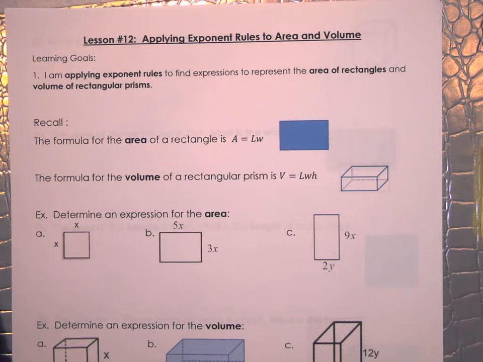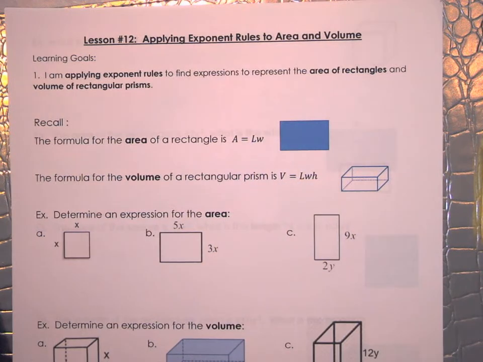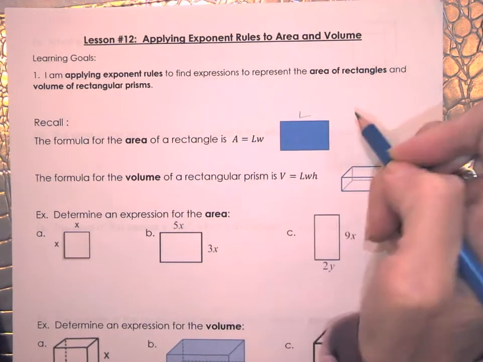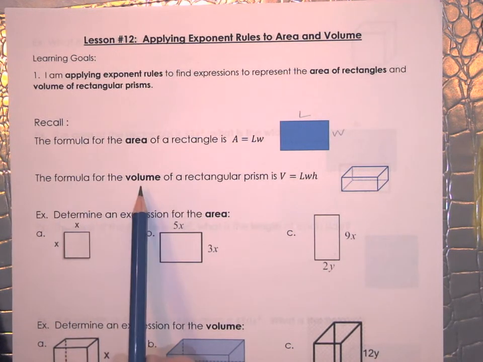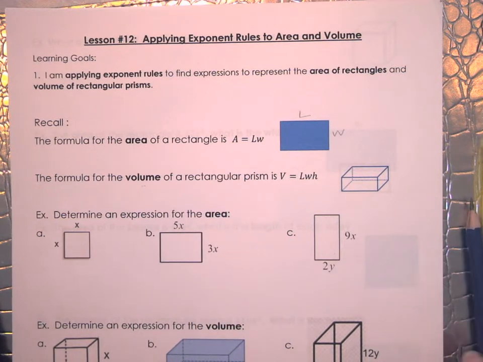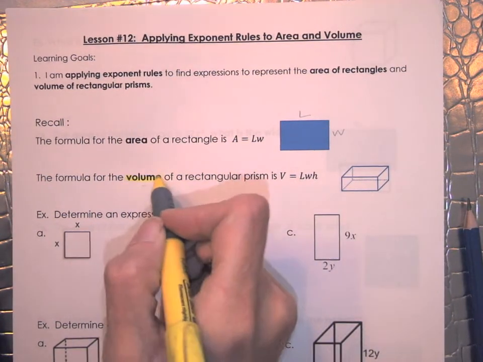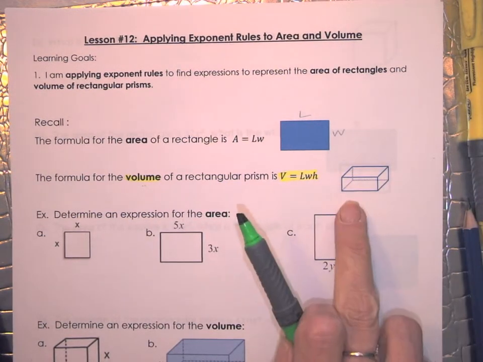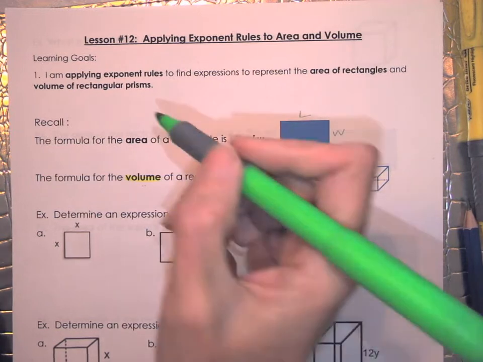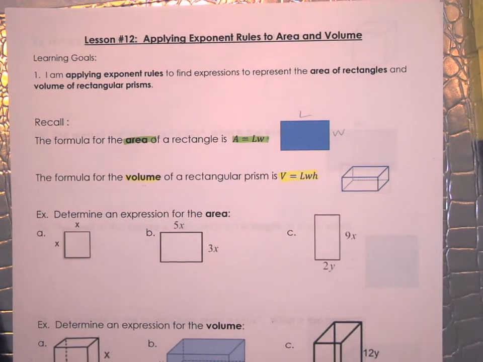So recall that the formula for the area of a rectangle is area equals length times width. It doesn't matter which one's which, but if you wanted to find the area of a rectangle, you multiply length and width. And the formula for the volume of a rectangular prism is volume equals length times width times height. So we've got volume is length times width times height for a rectangular prism, and area being length times width for just a rectangle.